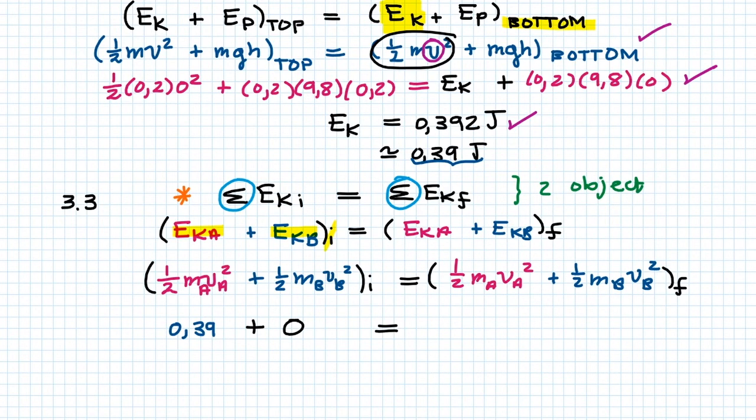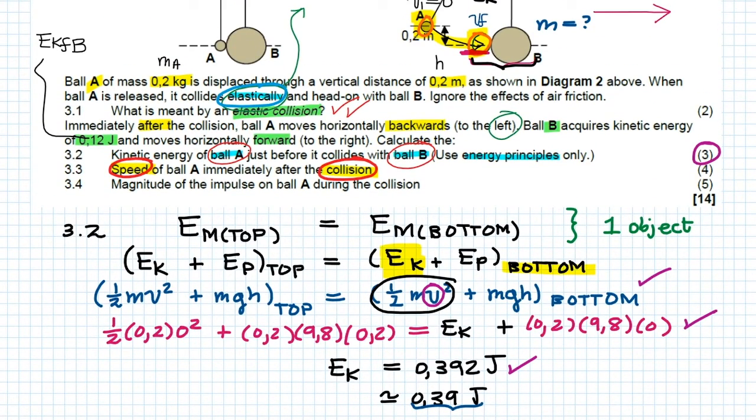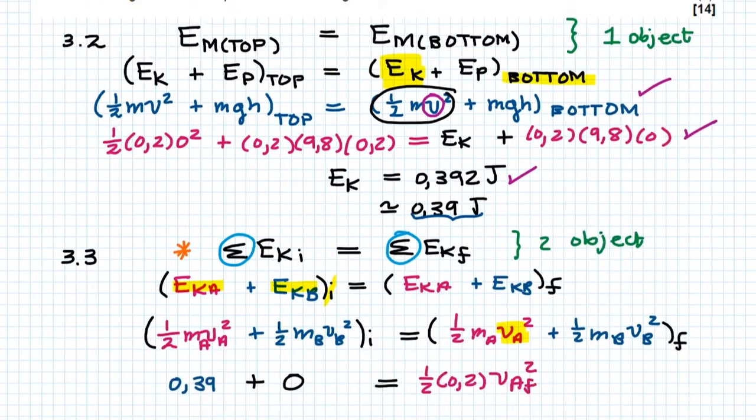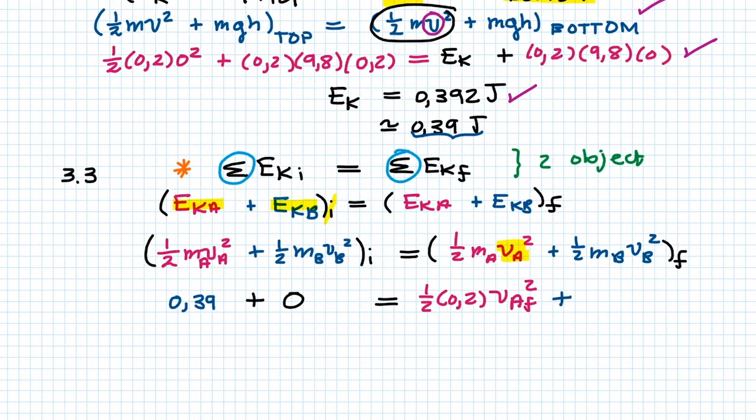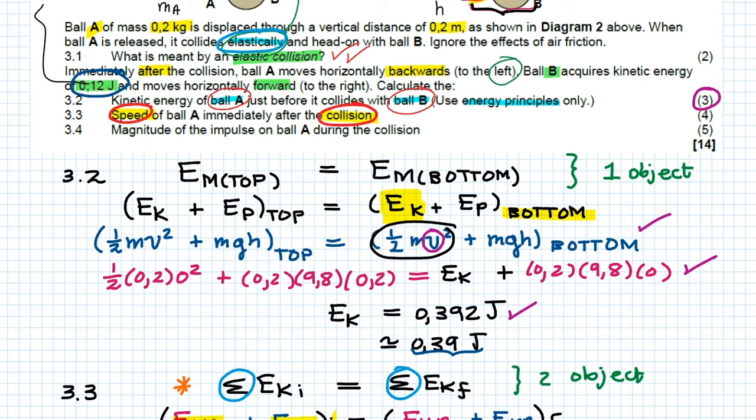So now we're looking for this value. We're going to write down half. The mass of A is 0.2 and we have VA final squared. That is what we're looking for. In the end, we might not know the mass or the speed of ball B. But remember, right at the start, they told us that ball B acquires a kinetic energy of 0.12 joules. So we plug into the formula plus 0.12 joules. That is the kinetic energy with which this ball is going to move forward.